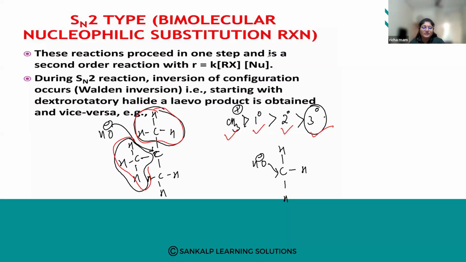So remember that the nucleophilic substitution bimolecular reaction follows second order kinetics, and the rate of the reaction depends on the concentration of both alkyl halide and nucleophile. Okay. Yes. Let us go for the next one.